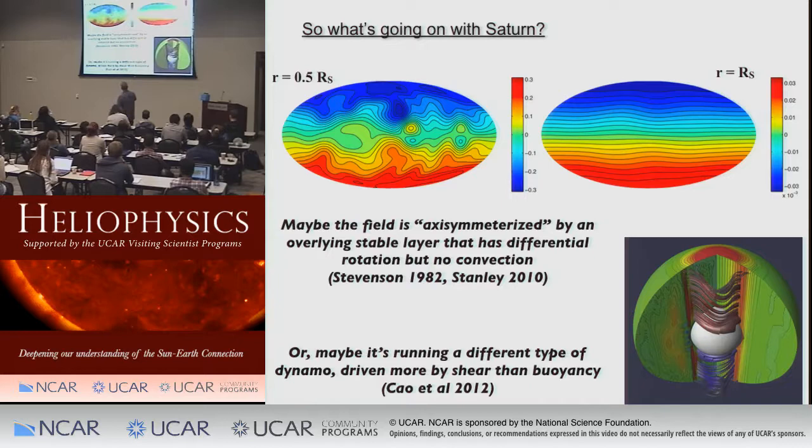Or it's a possibility, there's another recent paper that says it's maybe running a different type of dynamo, that it's mainly driven by shear rather than buoyancy. So you have a thick shell here, but near the tangent cylinder, you have a very strong shear, that there's slow differential rotation above the core and faster outside the tangent cylinder, and that shear creates strong polar fields. But this is still subject to Cowling's constraints. So you still need small departures from axisymmetry of the magnetic field.